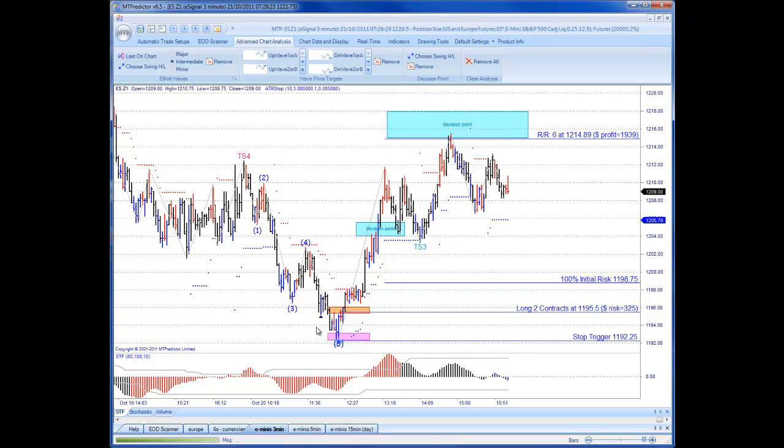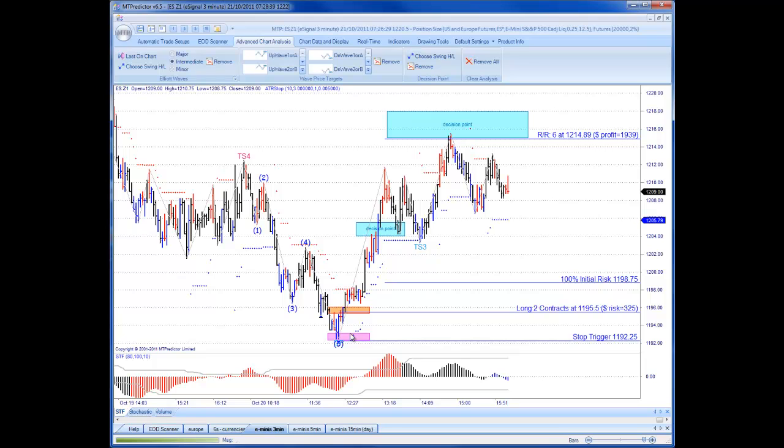Particularly when you look at the advanced analysis and how we managed to nail the very low of our day, which came in right at the typical wave 5 WPT. Then our target, which again is exactly how I teach, comes up here and nails the very high of the day for a plus 6R trade.